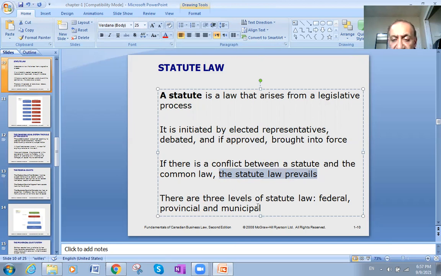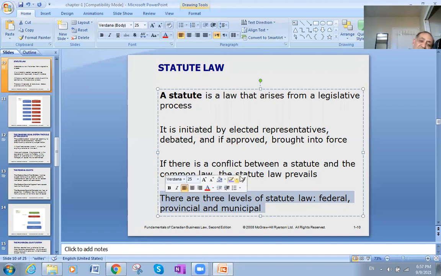There are 3 levels of statute law. We have federal, provincial, and municipal statute law. We have 3 kinds of laws: federal, provincial, and municipal. Municipal means local, like the Toronto municipal here. Federal applies in all of Canada. Provincial applies in each province, like Ontario, and so on.